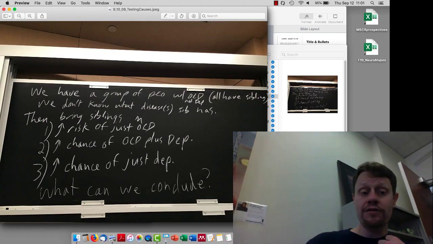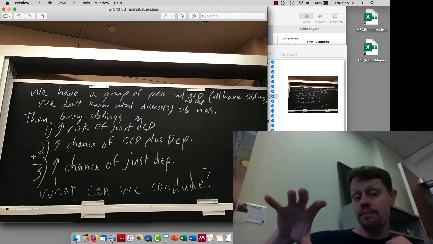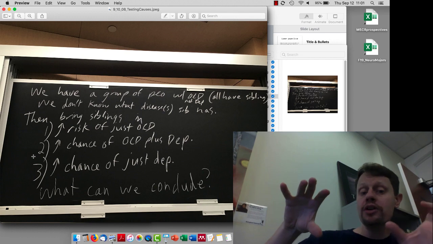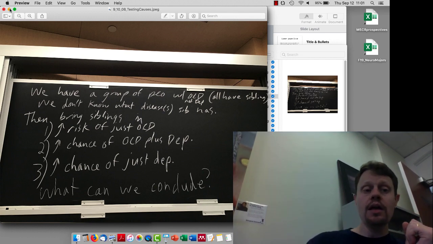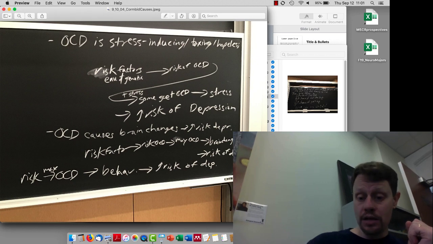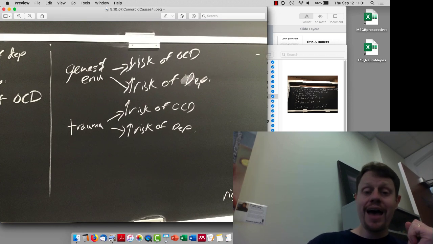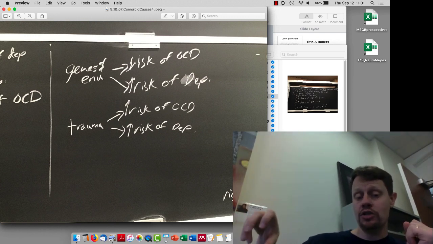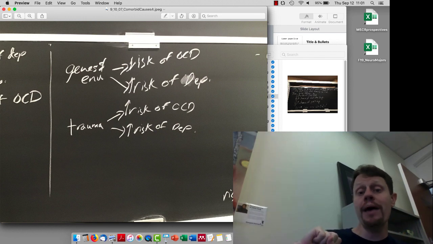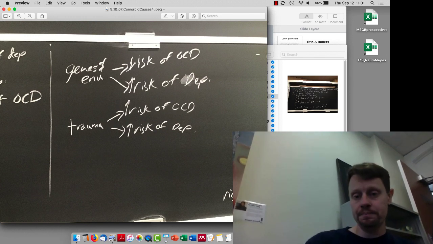But then the most surprising and interesting feature is that a higher than expected number of the siblings of people with OCD, but not depression, end up with depression, but not OCD. That is really only explainable if there are some common genetic risk factors that give rise to a risk of both. So some siblings go down the path of just OCD, some go down the path of just depression, some go down both paths, and maybe some don't develop either.